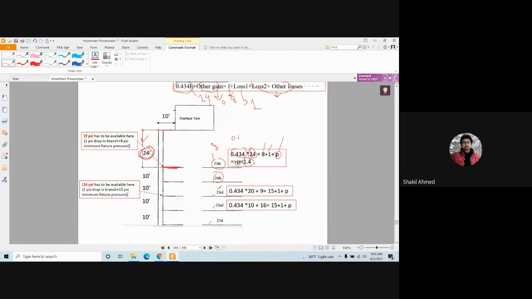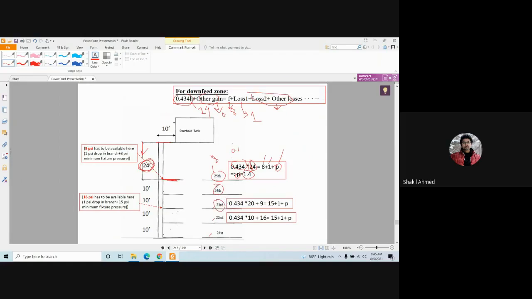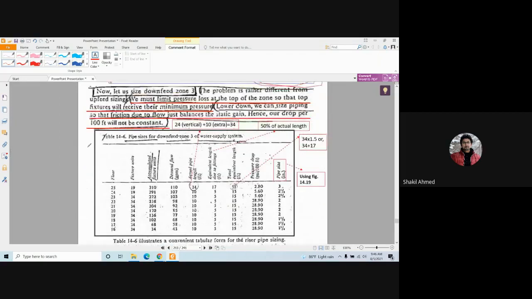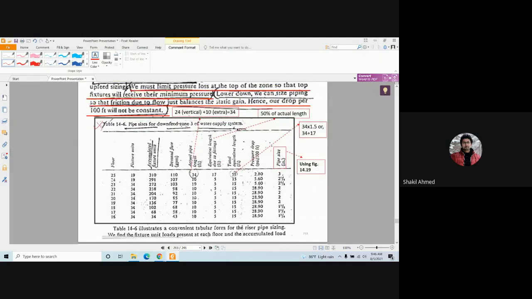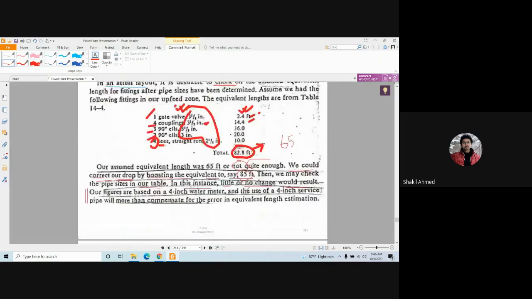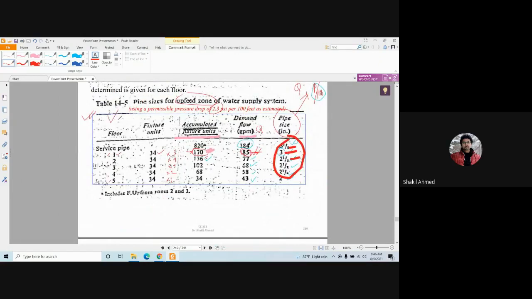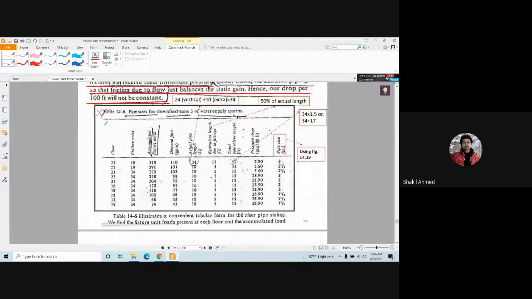For the 23rd floor, okay, let's come back to the 23rd floor later. First, look at this table, table 14.6. Just the way we made a table for the upfeed zone to determine the pipe size, we are also making a table for downfeed zone 3 to determine the pipe size.